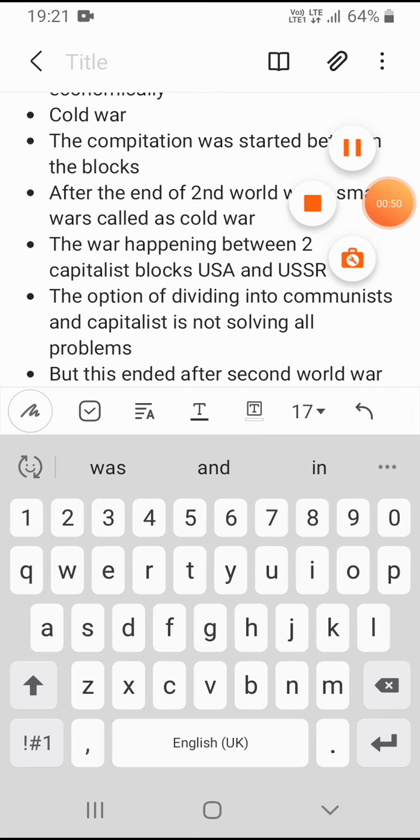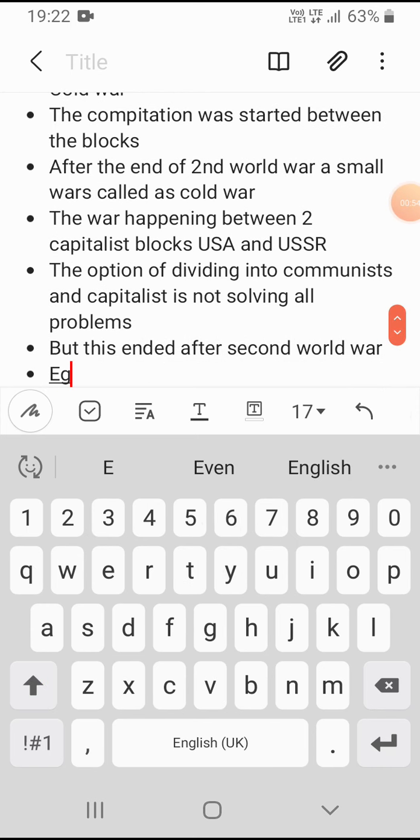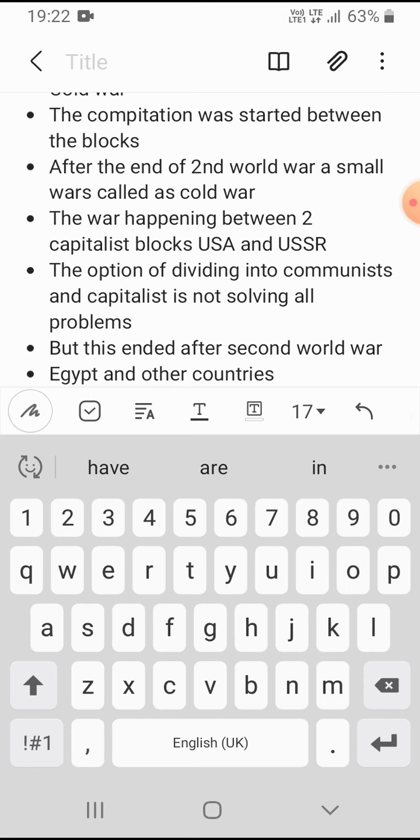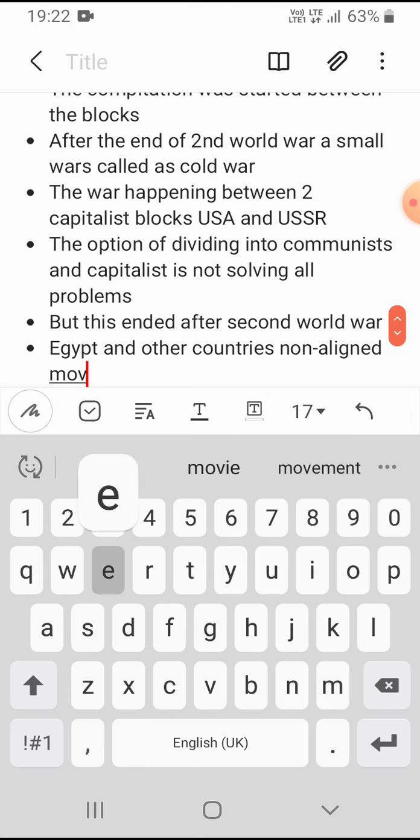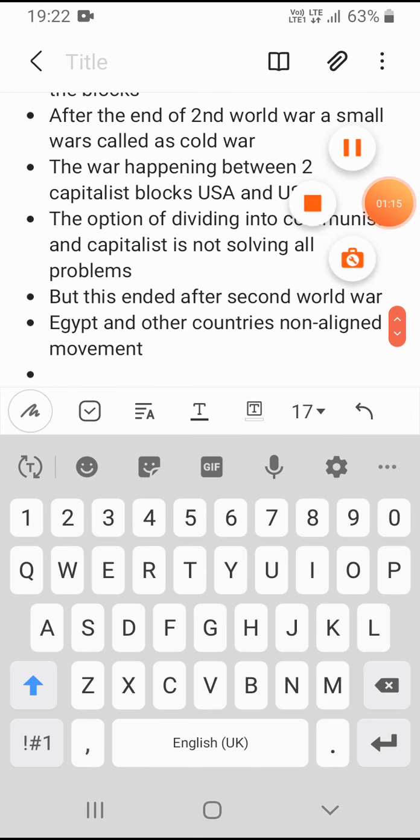After the Second World War, Egypt and other countries, like India, also started the non-aligned movement, meaning they would not join the communist or democratic blocs. They would be non-aligned, meaning they would stay independent. Egypt and many other countries including India joined the non-aligned movement.